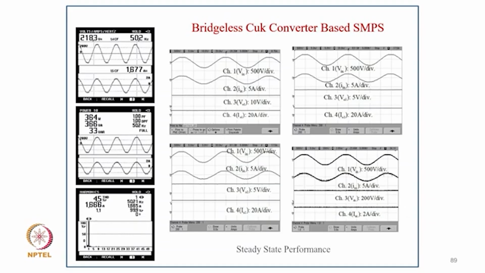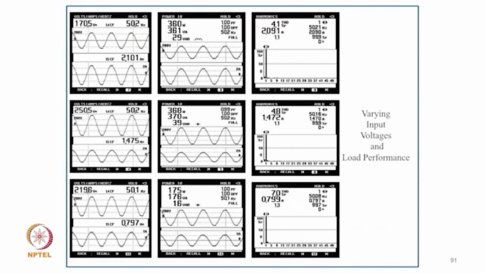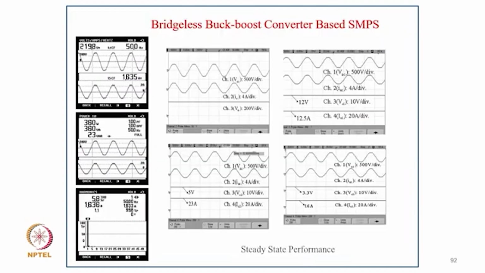So these are the experimental results for the bridgeless Cuk converter based switch mode power supply, and you can see here at full load and rated load, we have THD of only 4.5% with power factor almost unity. And this is the case under steady state, showing that the inductors are designed for DCM for the positive and negative half cycles. Under varying input voltage, 172 to 250 volts, the power factor remains above around 0.9 to unity, and THD remains less than 8%, about 7% under light load condition, while at full load the THD is on the order of 4.8%.